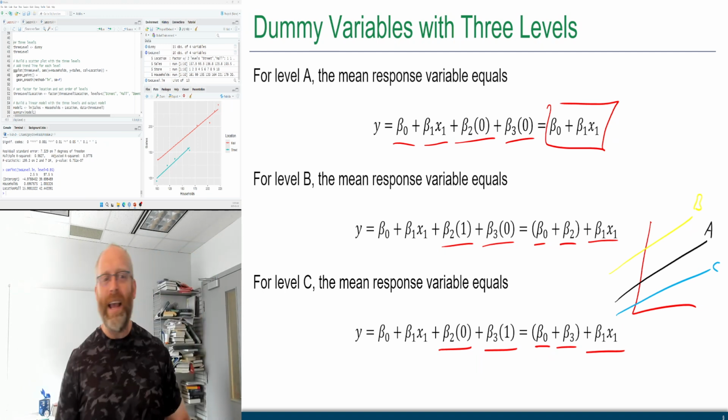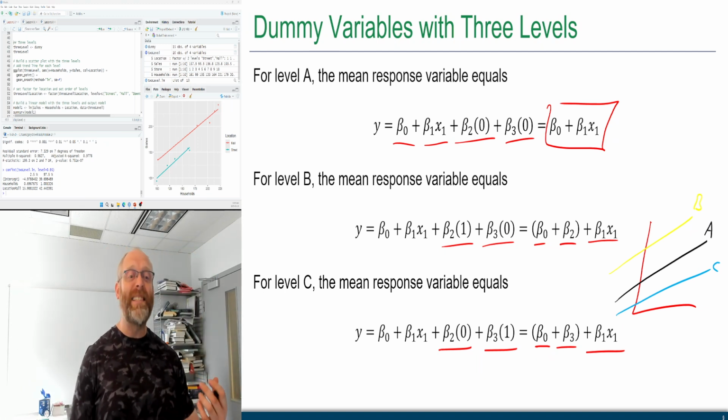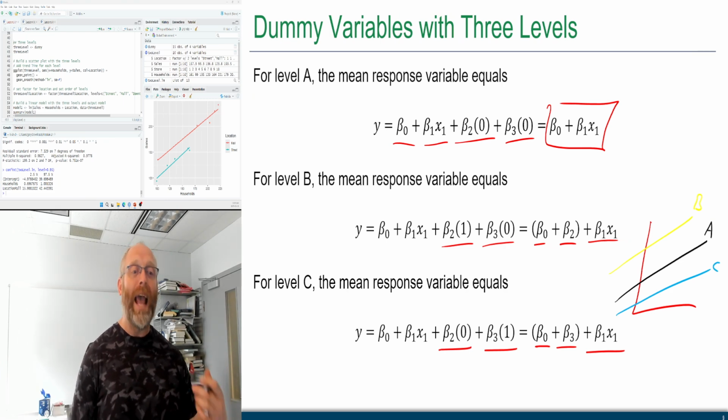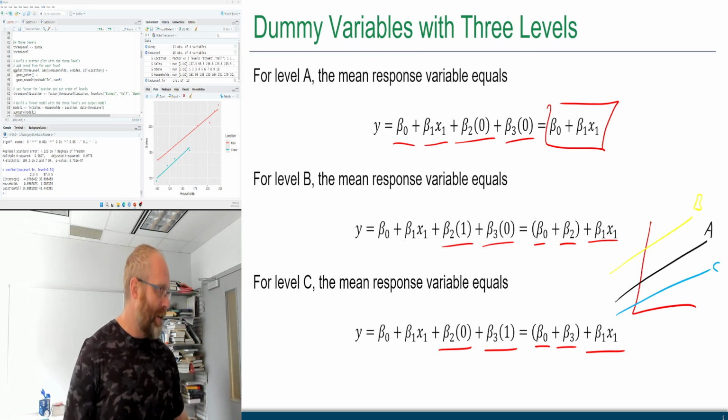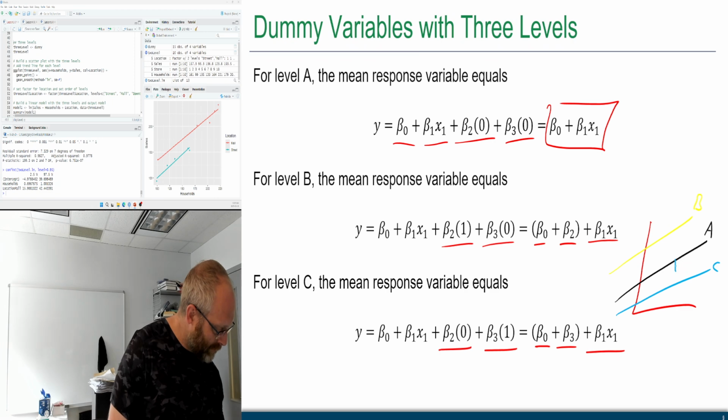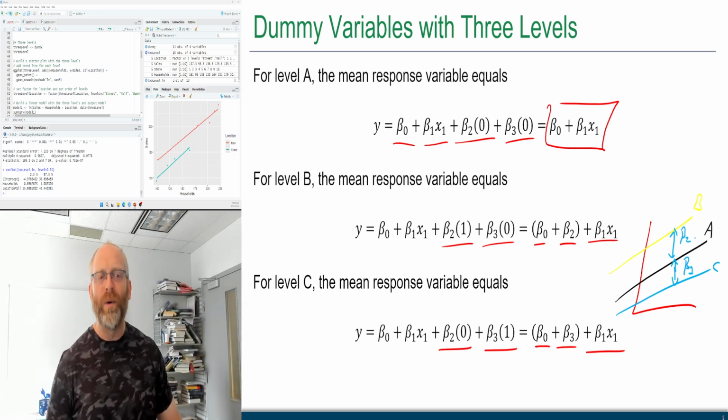So this would be if beta 2 was positive and beta 3 was negative. So this would be my drop from A to C. This would be the difference of beta 3, and this is the difference of beta 2. So again, it's all starting from our reference level. That's our black line. That is A. That's our very first level.